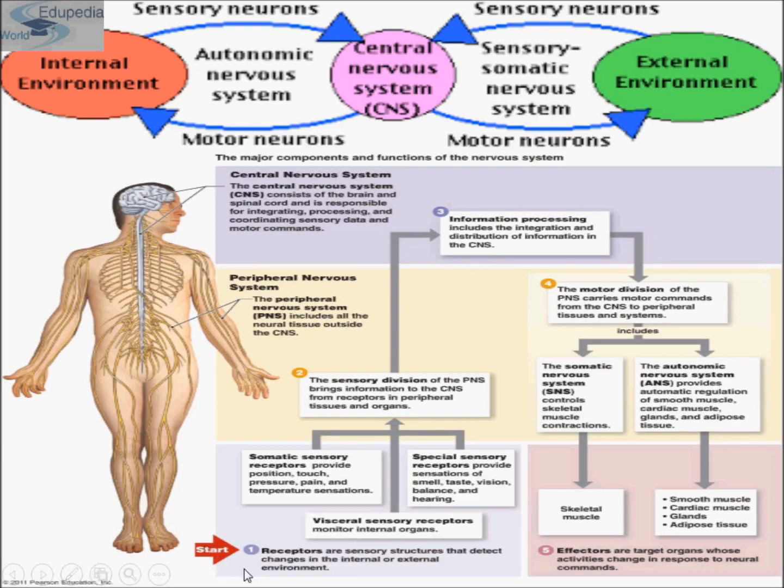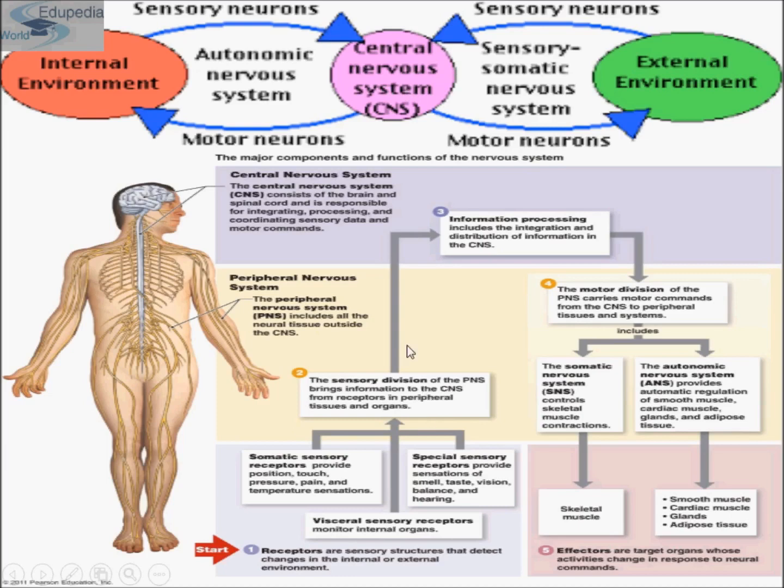Let's start from here. These are the receptors, which are sensory structures that detect changes in the internal and external environment. Then these somatic sensory receptors provide position, touch, pressure, pain, and temperature sensations. And then the sensory division of the PNS brings information to the CNS. From here it is transferring information to the central nervous system from receptors in the peripheral tissues and organs.